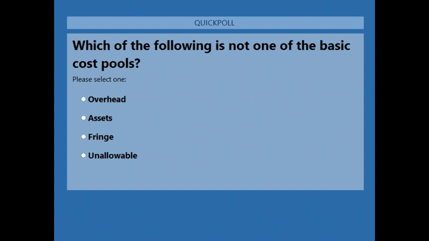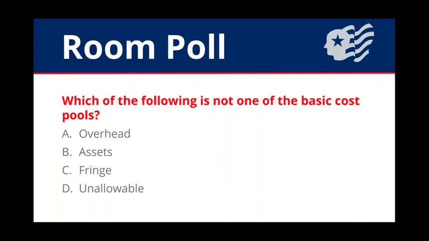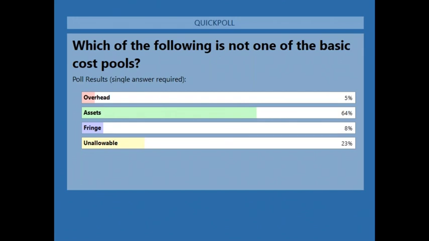Okay, wonderful. We'll go ahead and close this poll down and take a quick look at the results because they're a little bit mixed here. Which of the following is not one of the basic cost pools? So the correct answer is B, assets. We know that assets are a group of accounts, but here we're talking about the cost pools that we've discussed today. And we did talk about already overhead, fringe, and unallowable. So if you selected one of those, that would have been an incorrect answer.